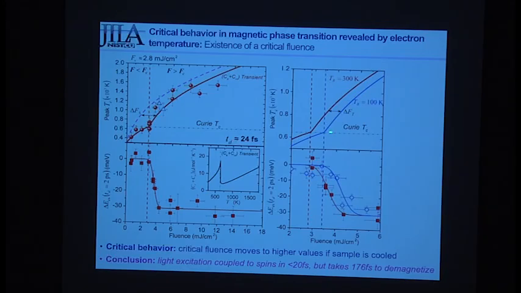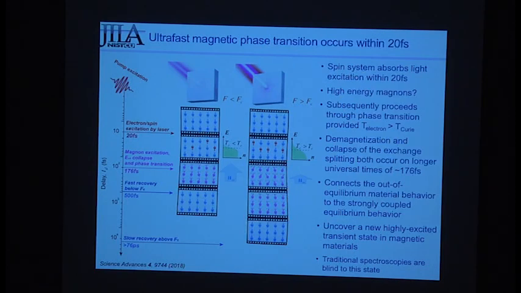We did another sanity check. We cooled the material to 100 Kelvin, and sure enough, you get exactly the same behavior, but at a higher laser fluence, and it's still the laser fluence at which the electron temperature is heated above the Curie temperature. So now this is the hand waving part, because we've asked our theory collaborators, but we don't understand what is the nature of that highly excited spin state.